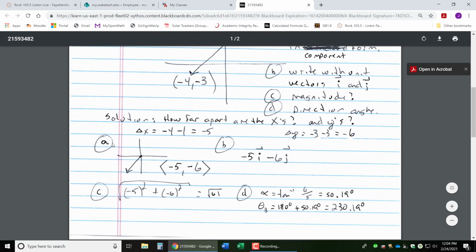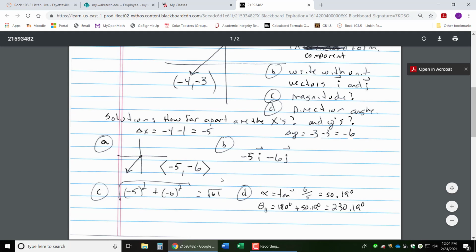So you can see part A, component form, pointy bracket, -5, -6, which is in quadrant 3. We need to pay attention to that. And then part B, the I, J unit vectors. Don't mix and match. If it says component, pointy bracket, do not use the I and J. If it says use the I and J, then don't put the pointy brackets. Part C, the magnitude, Pythagorean theorem. X squared plus y squared, all square rooted. Boom, right there. Part D, the direction angle.